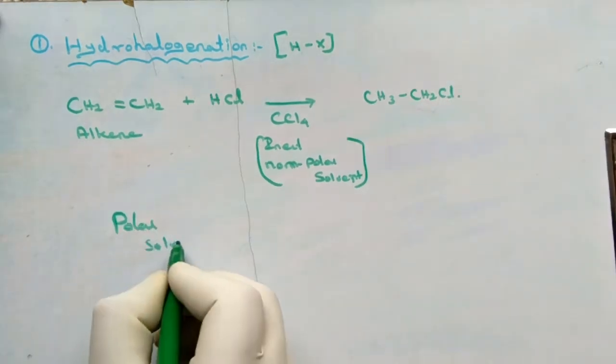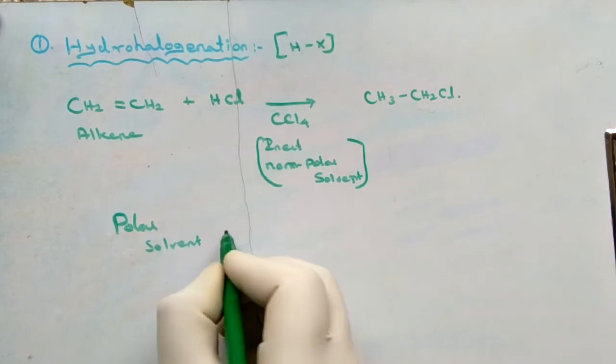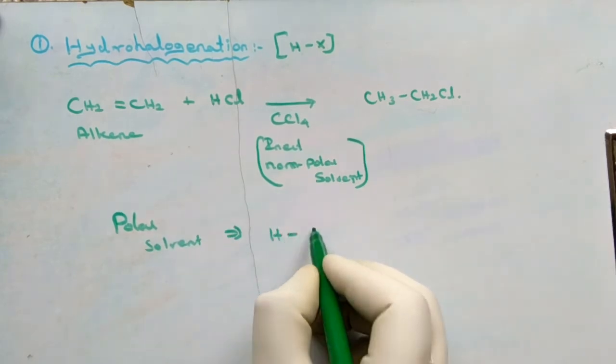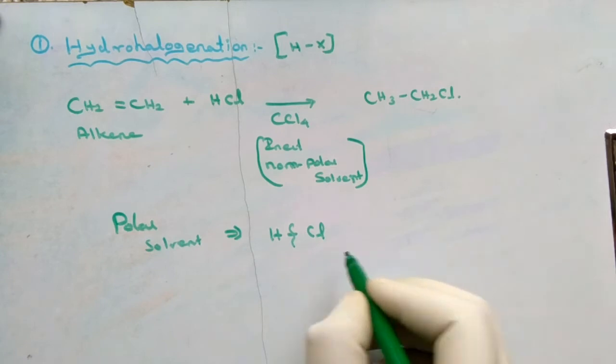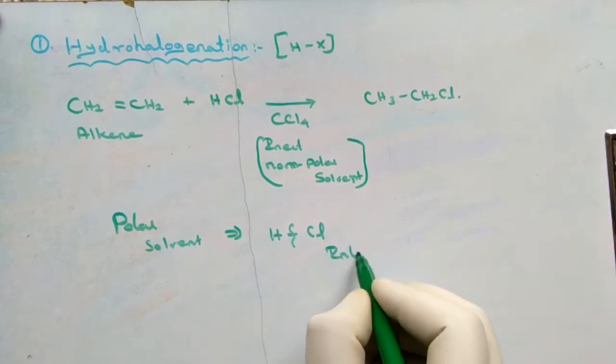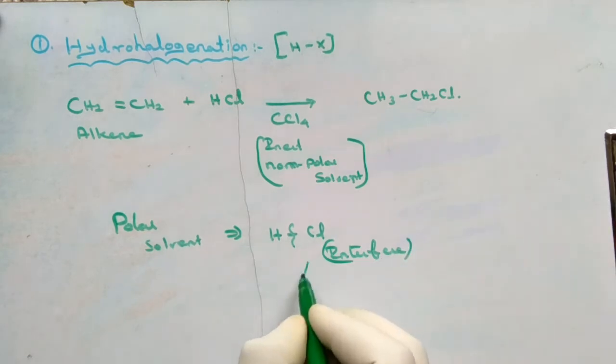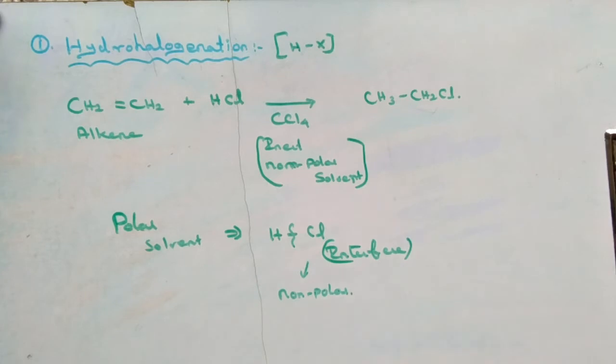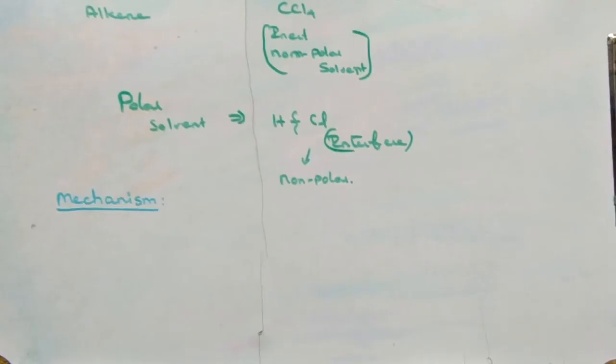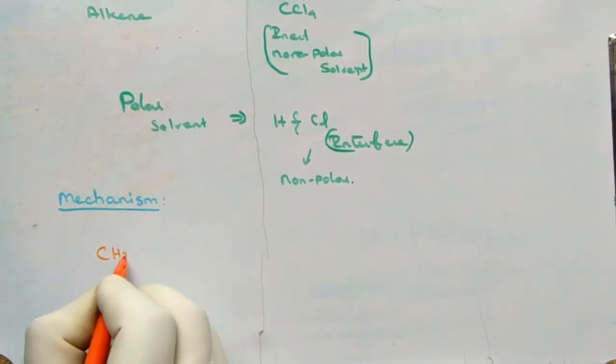If we use polar solvents for these kinds of reactions, then during hydrogen and chlorine dissociation, these polar solvents will definitely interfere with our reaction. Due to that, we are using non-polar solvents to avoid that interference. Okay, let's see the mechanism for this reaction.